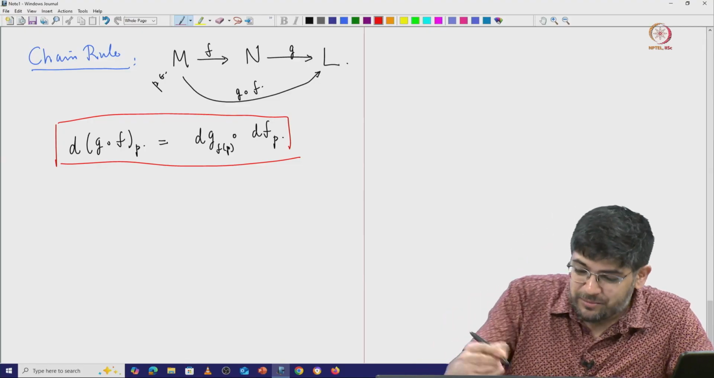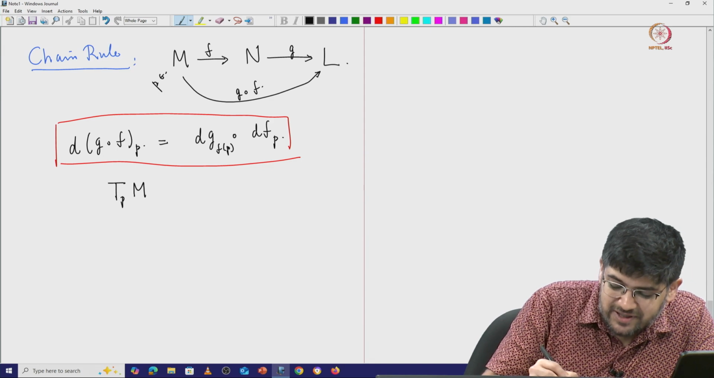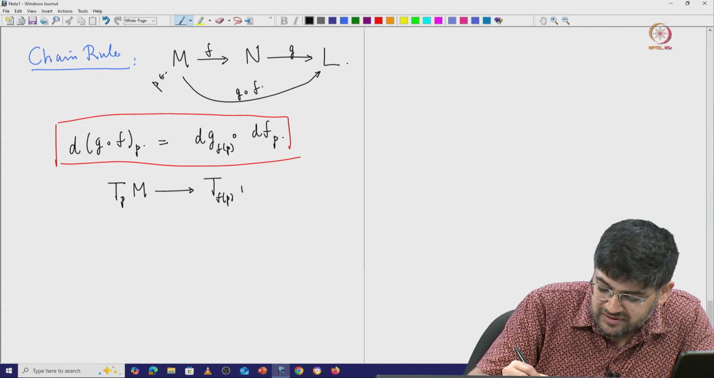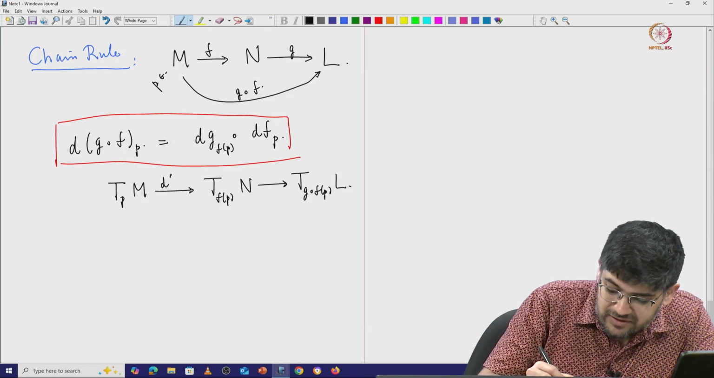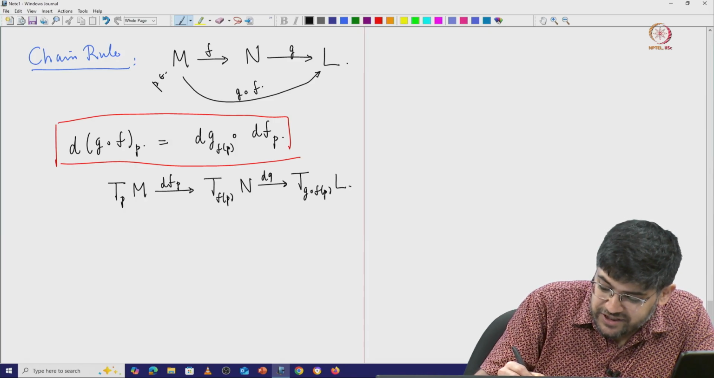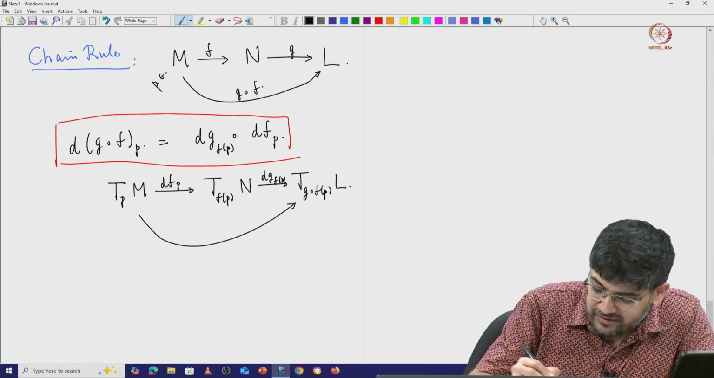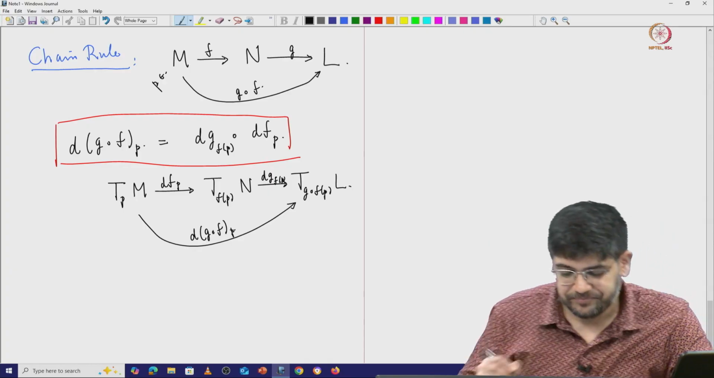Okay, so maybe I'll also draw this. So at the level of the tangent spaces, you basically have this map. So this is df_p, this is dg at f(p), and then this is going to be the derivative of the composition.